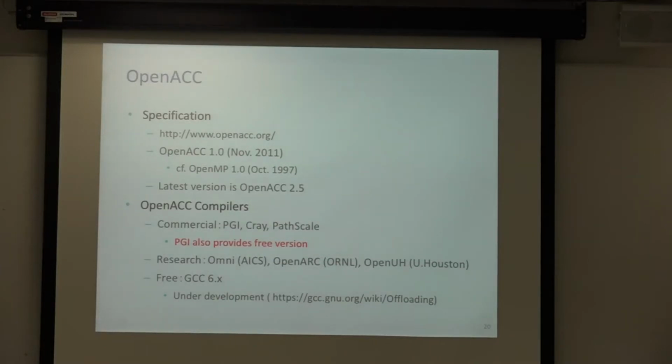OpenACC is a relatively new specification, since 2011. OpenMP started in 1997. So OpenACC is really a new specification. And the latest version of the OpenACC specification is OpenACC 2.5. There are several OpenACC compilers: PGI, Cray, Pathscale, or GCC. But I recommend the PGI compiler because PGI also provides a free version, so you can use the PGI compiler.